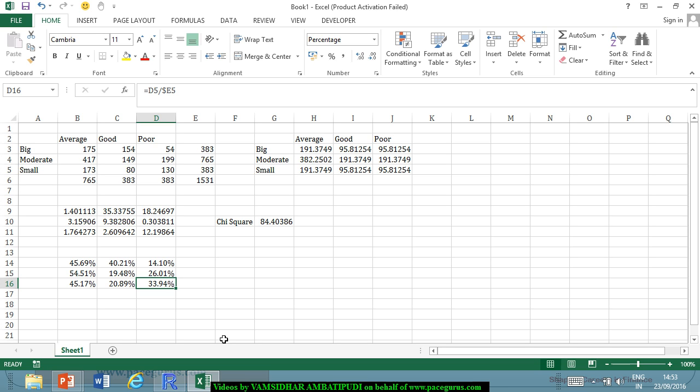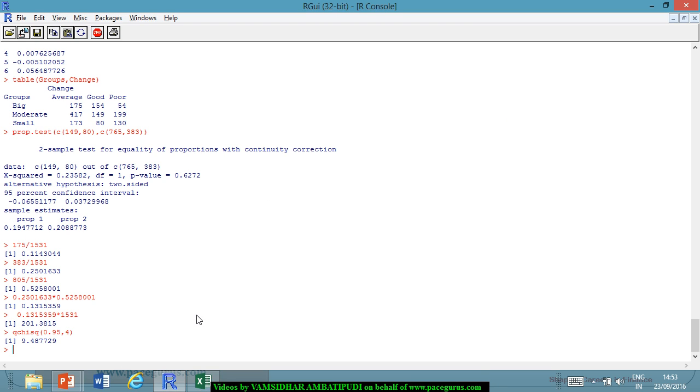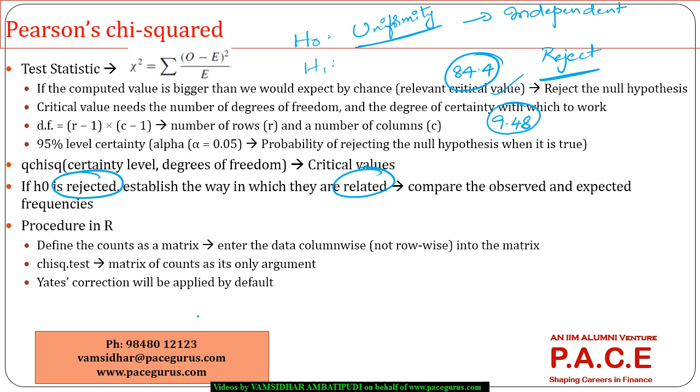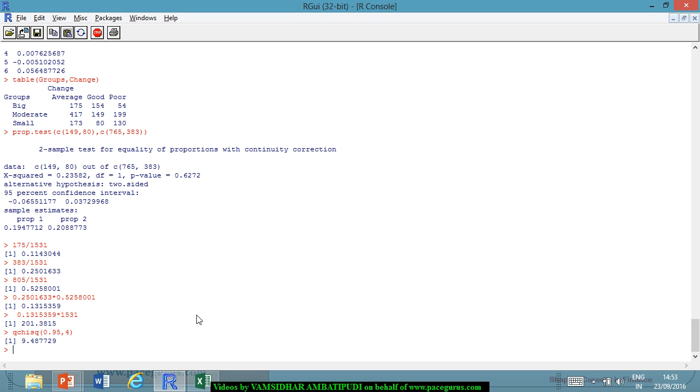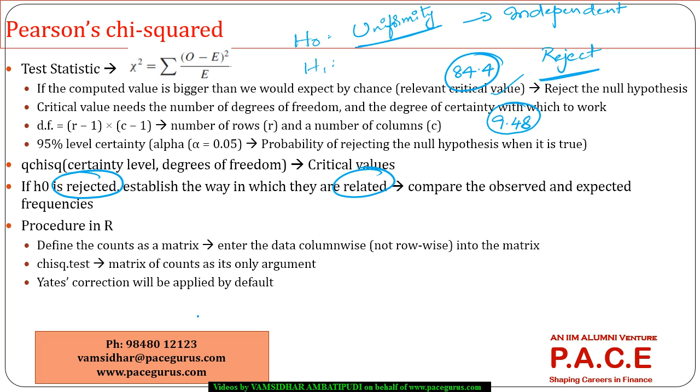So you could clearly see that the proportions are quite different. Where the bigs are more towards average and good, the smalls are more towards good and poor. So that is where the proportions are not uniform across the groups, which is what is also concluded by my Pearson chi-squared. Now, to assess this chi-squared, I have already defined the counts as a matrix. Whatever counts we have got, the table is there. I can directly give the table as an input, no issues.